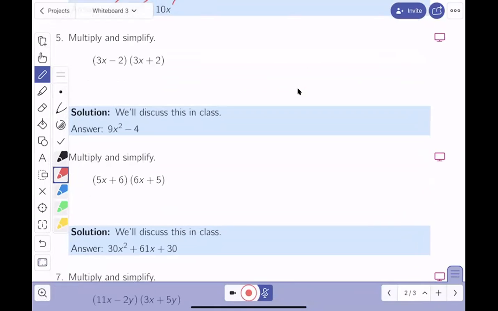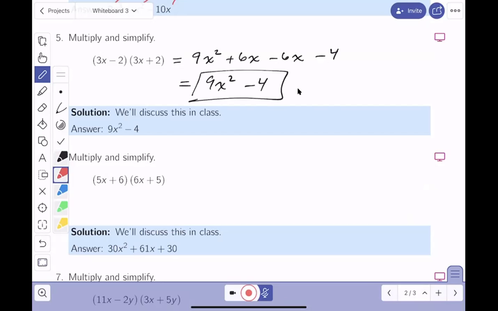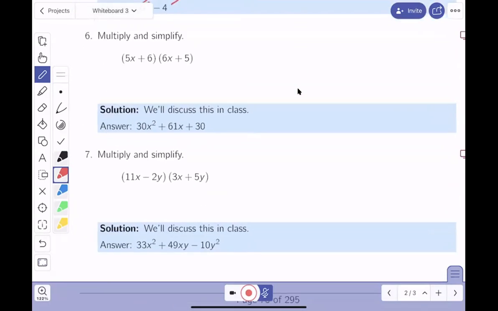Number 5. Again, some people say I could do this without writing anything down. We're not opposed to that. What we're opposed to is getting a wrong answer. Let's go through the work. 3x times 3x is 9x squared. 3x times plus 2 is plus 6x. And then minus 2 times 3x is minus 6x. And minus 2 times 2 is minus 4. Combine like terms. And you get this. What do I see? I'm seeing the answer. Next one.